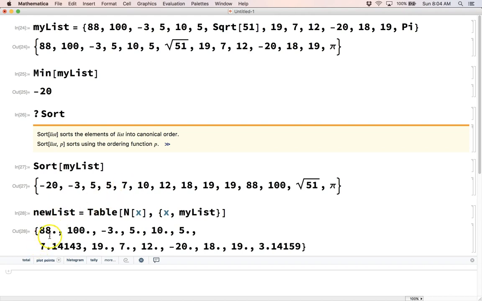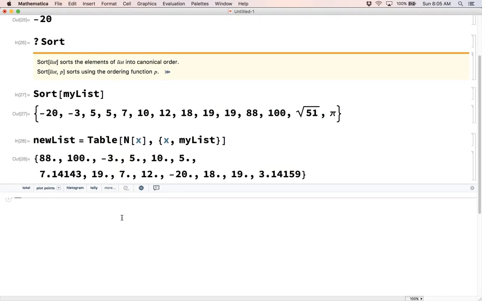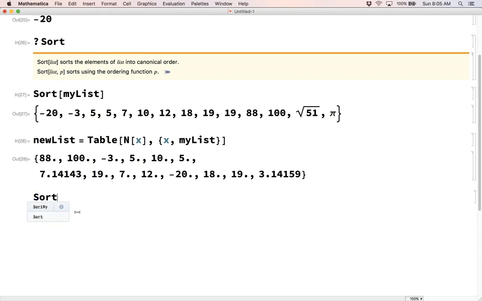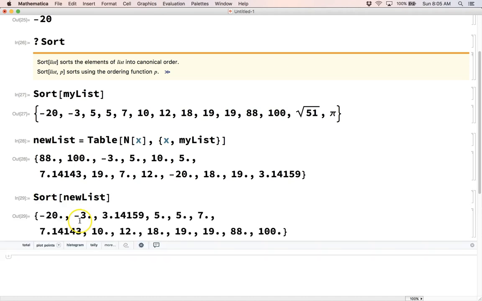So you can see that the integers look basically the same. They just have this decimal at the end of them. But square root of 51, that's been replaced by 7.14... And pi, it's been replaced by this 3.14... So now this newList is something that I can sort. So Sort newList. So this looks a lot better.